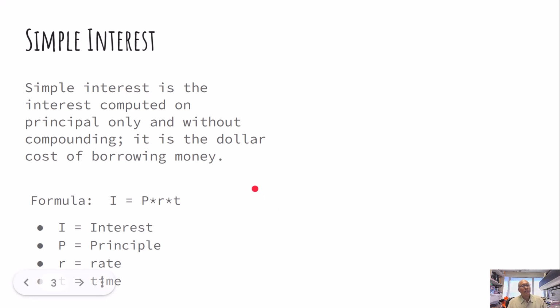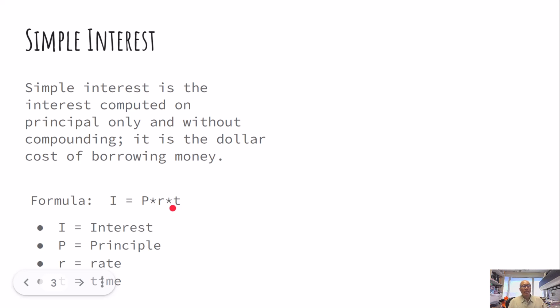All right, let's take a look at the calculation of simple interest. Simple interest is the interest computed on the principal only, without compounding. There are other calculations, other math involved in compounding interest, but in this particular scenario, let's just look at the simple interest formula. It is the dollar cost of borrowing your money, and the formula for the interest is the principal times the rate times the time that the interest has accrued.